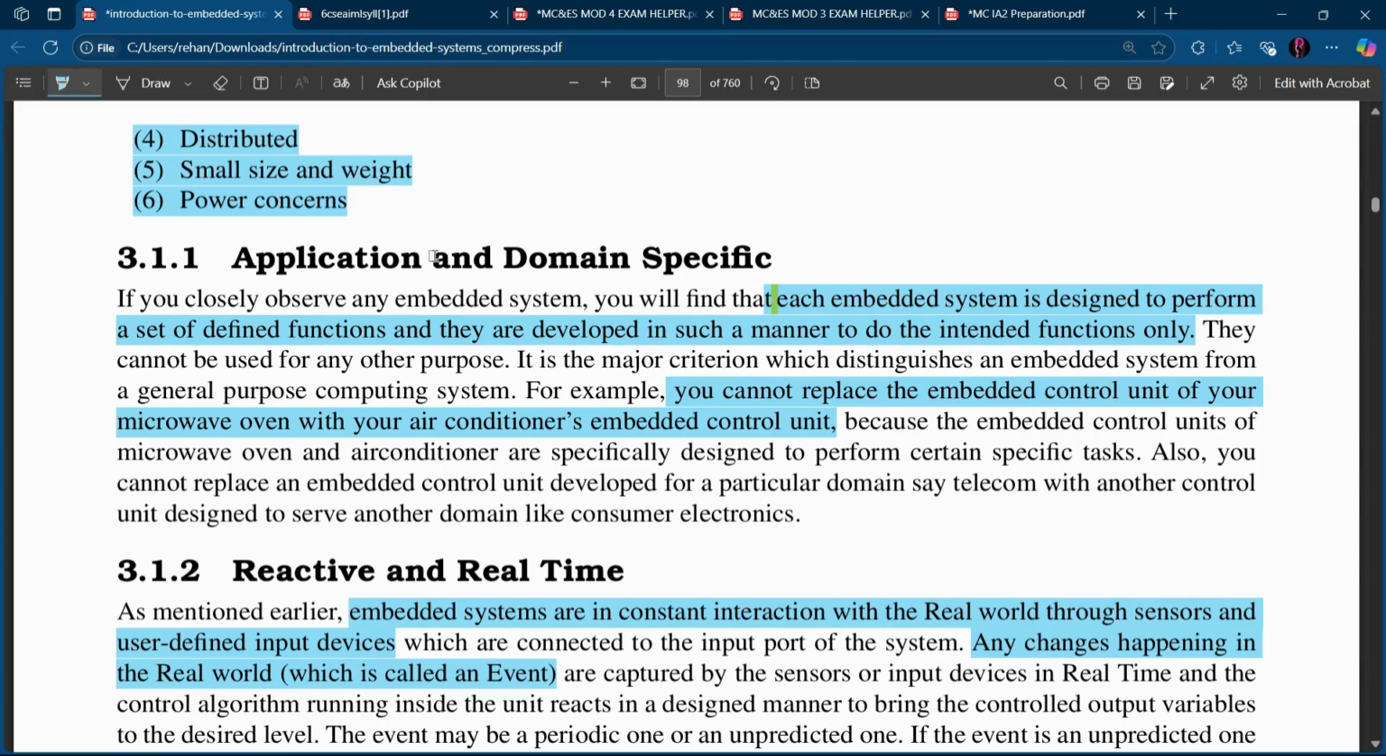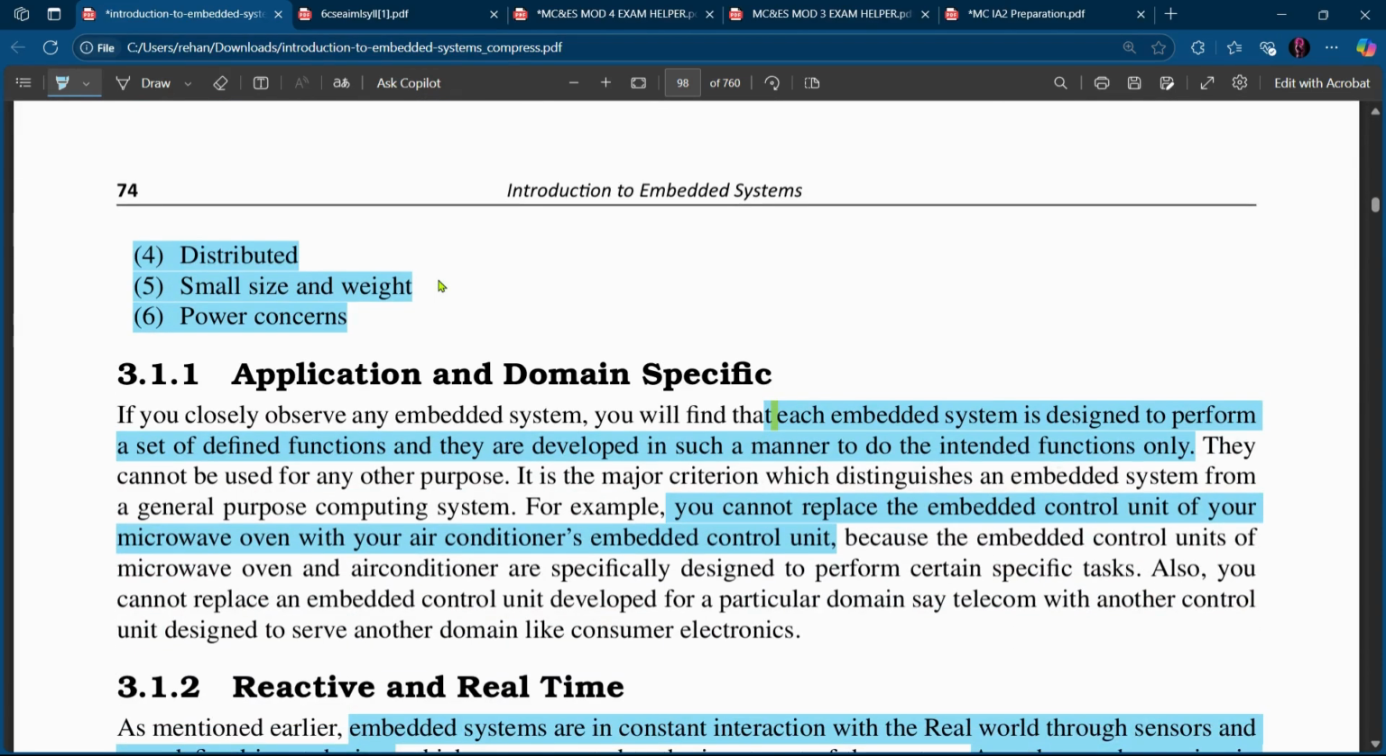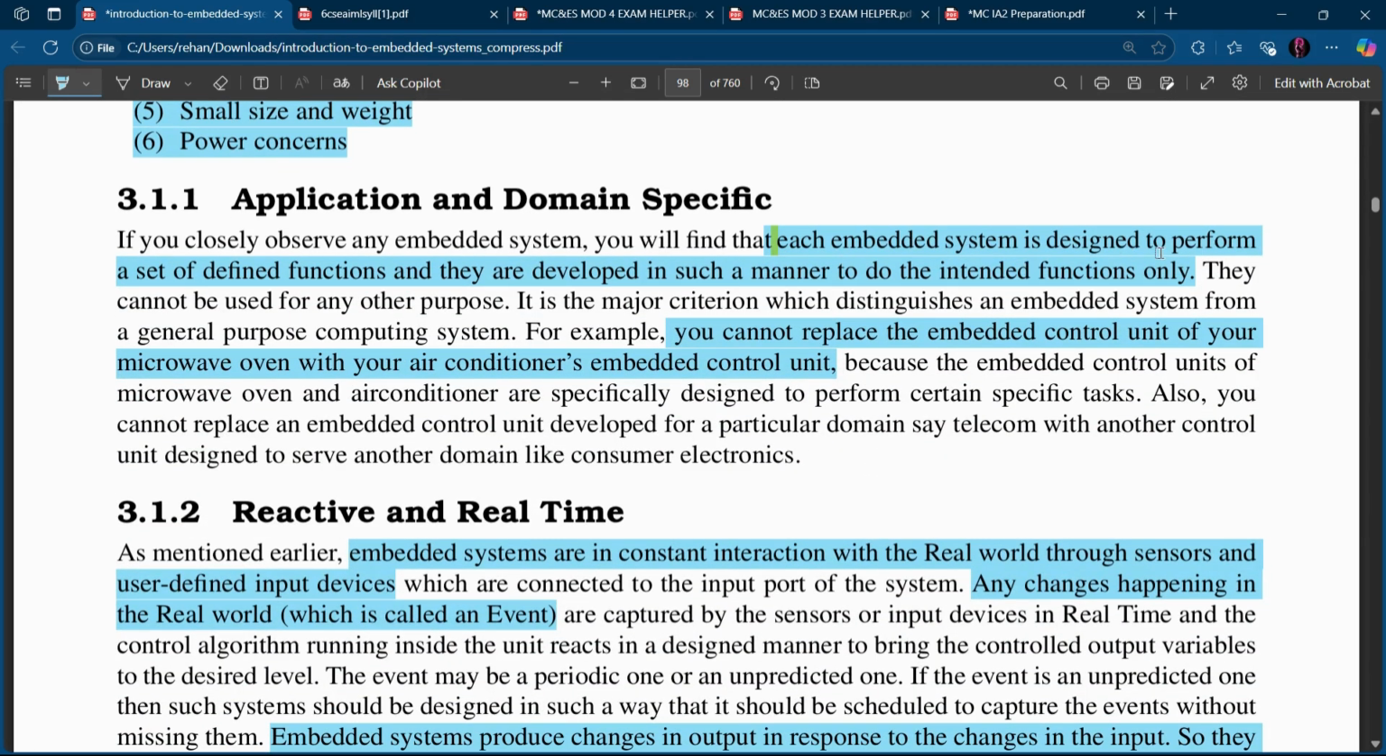So the first one is application and domain specific. Here, each embedded system is designed to perform a set of defined functions, and they are developed in such a manner to do the intended functions. So there are different types of embedded systems, right? It's not like there's just one embedded system which every device is using. For every purpose there are different embedded systems, each designed for a particular task. For example, take a microwave: it is prepared for heating food. So you can only heat food in that.